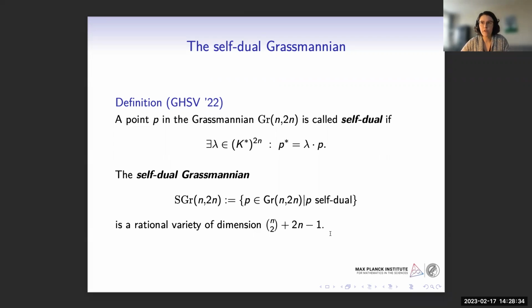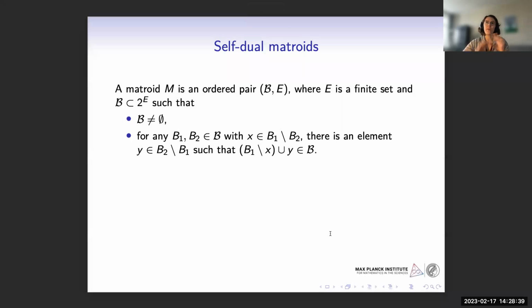But I also promised you matroids. So just a very brief recap of the definition of a matroid. We've seen matroids already before in Victoria's talk. This is now just a matroid, not yet an evaluated matroid, just a matroid. So we have a finite ground set E. In our case, this is always going to be 2n. And then the bases of the matroid have to be a non-empty set that satisfies the basis exchange axiom.